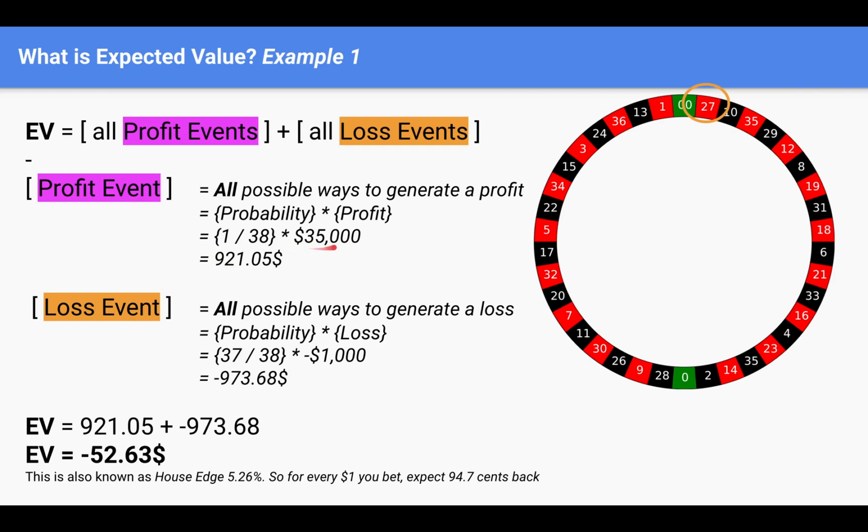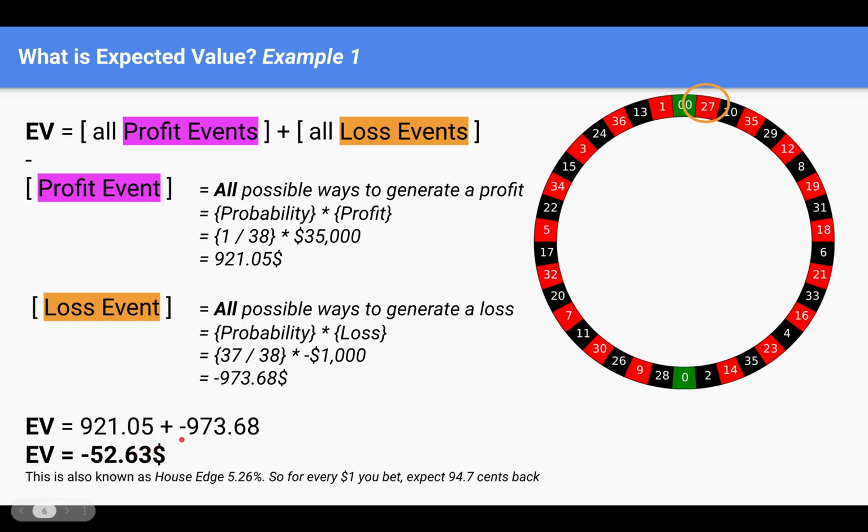So you win 35,000, right? 1 out of 38 times. So your expected value is 921. Then your loss event is like you lose 37 times, but you lose 1,000. So your loss is 973.68. Then at the very end you sum them up or subtract them. So you come down to an EV of $52.63. So every time you put $1,000 on a number, doing exactly the same thing I introduced in the previous slide, then you lose $52 on average.